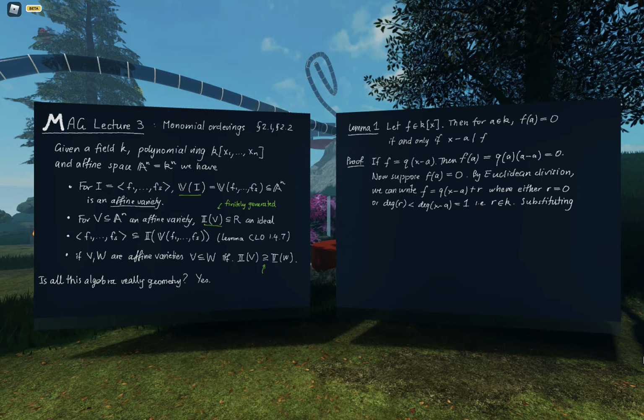Well, substituting again x equals a, we have that f of a, for the same reason as before, that first term vanishes, and I get r evaluated at a, but r is a scalar. Evaluating it at a doesn't do anything, so that's just r. But by hypothesis, f of a was 0, so this means that f is q times x minus a, so x minus a divides f.